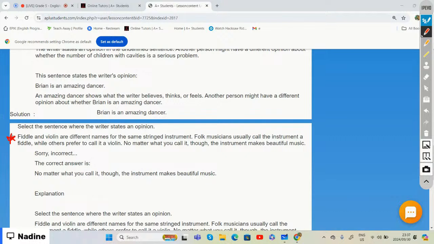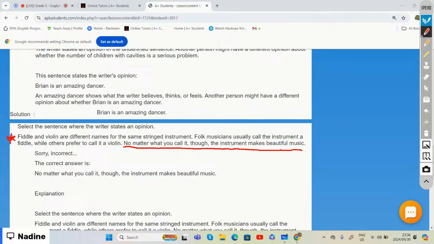And if we were to identify the opinion, then we can say the writer's opinion is no matter what you call it, though, the instrument makes beautiful music. If you find someone that plays the violin and calls it the violin, they are going to stick to it that a violin is maybe better than a fiddle. If somebody plays a fiddle and calls it a fiddle, they're going to stick to their opinion on which one they think is best.